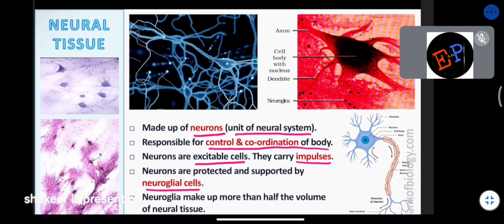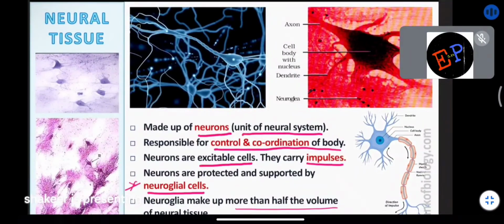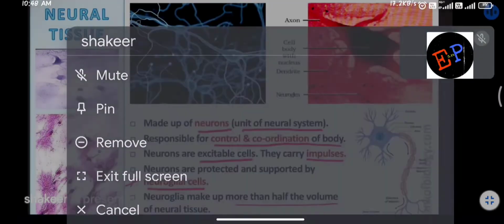They are protected by neuroglial cells. This is another important point. All the neurons have protection. And who protects these neurons? Neurons are protected by a type of cells called neuroglial cells. Clear? Neuroglial cells make up more than half the volume of the neural tissue. Are you able to understand, ma? So of the total neural system, half of the cells are responsible for protection. And what are those cells responsible for protection? Neuroglial cells. Neuroglial cells are not responsible for carrying impulses.